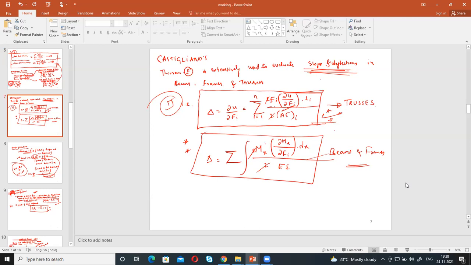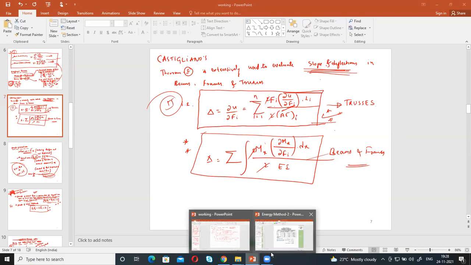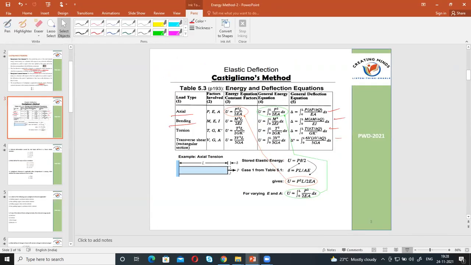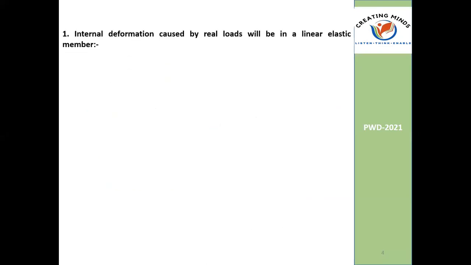Okay, so now let me move on to the MCQ question related to strain energy. Internal deformation caused by the real loads will be, in a linear elastic member, what is the value? He's asking, if you are applying a load P, then what is the delta value? What is delta? He's asking directly for deformation. What is the equation? The basic strength of materials equation, PL by AE. Or here, if you see, N is the load, which represents real loads.